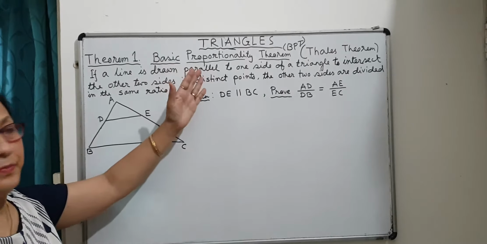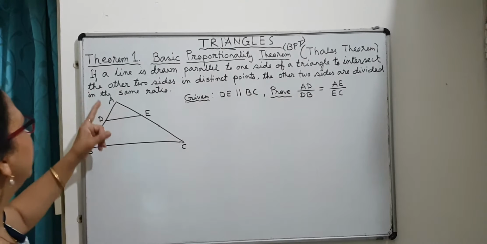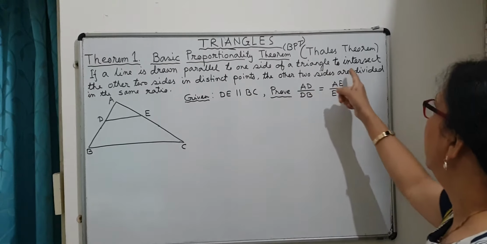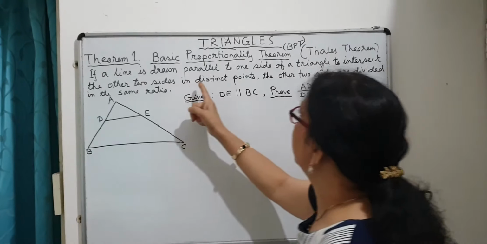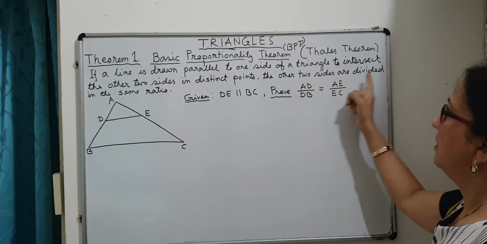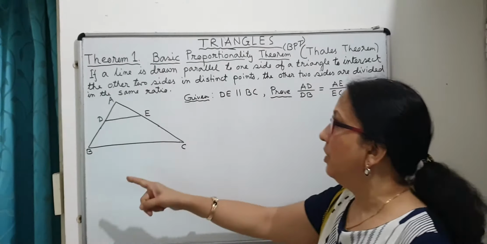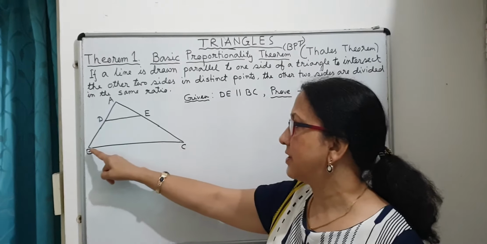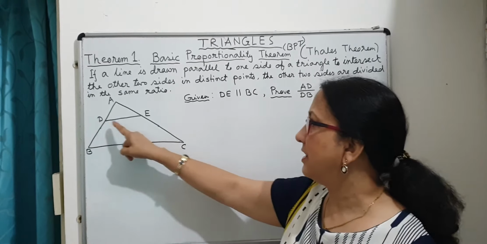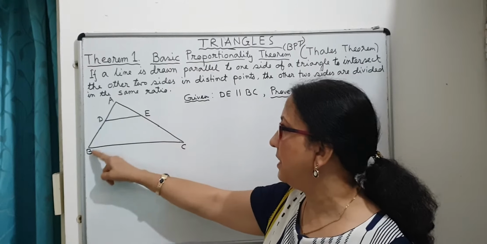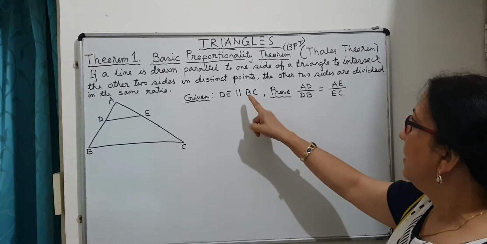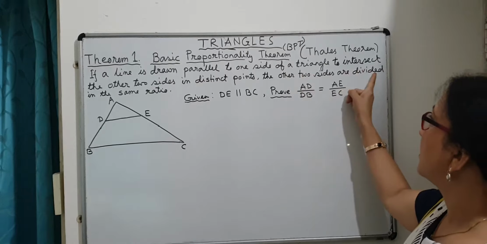So let me see what it defines. The statement of the basic proportionality theorem is that if a line is drawn parallel to one side of a triangle to intersect the other two sides in distinct points, the other two sides are divided in the same ratio. For example, I have taken a triangle ABC where DE is parallel to BC. That is, the line DE is parallel to one side of the triangle, BC, and this line is intersecting the other two sides, AB and AC, in two distinct points D and E.